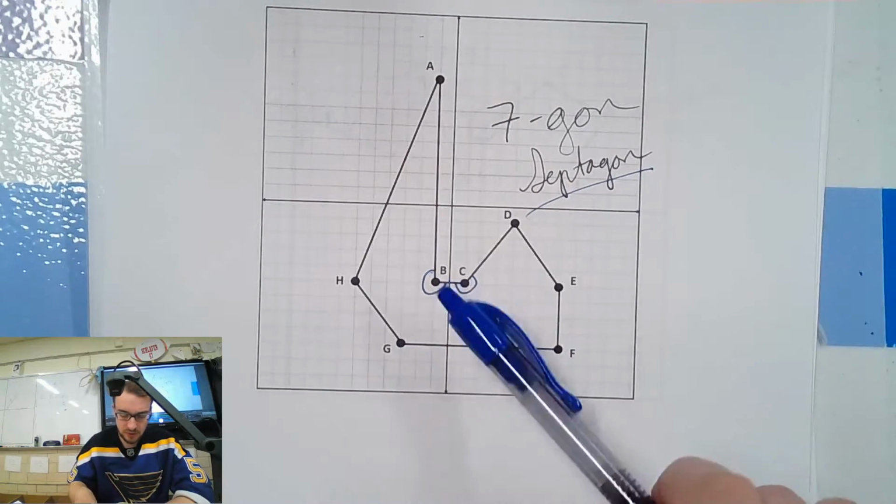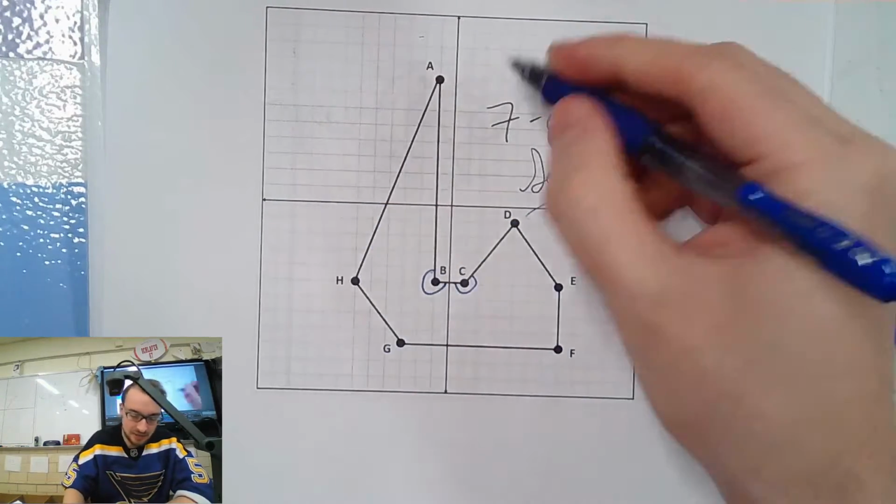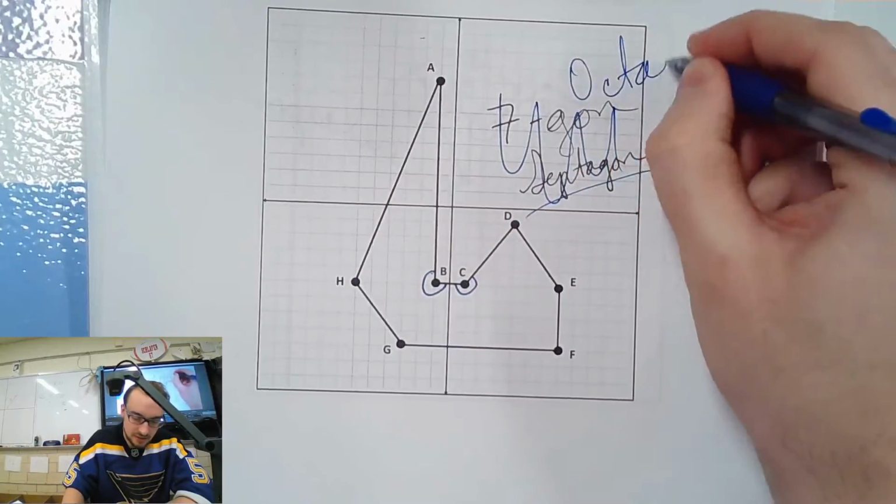Wait, is this 7? 1, 2, 3, 4, 5, 6, 7, 8. It's 8. I knew it. Octagon.